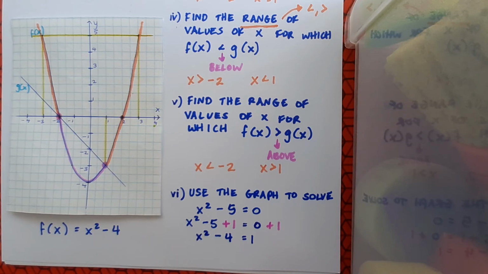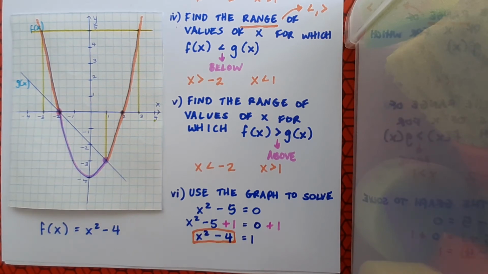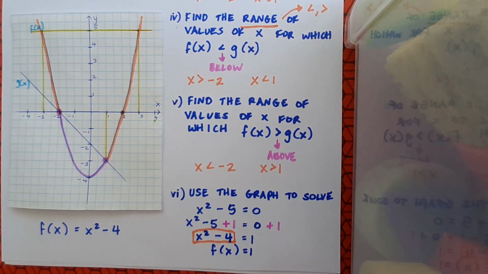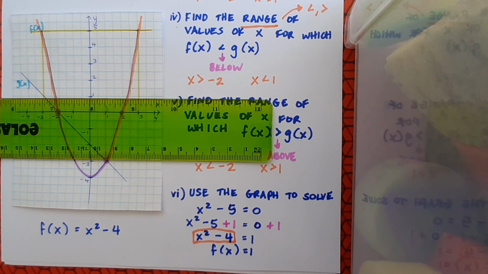Okay, now like I said, x squared minus 4 is f of x. So instead of writing down x squared minus 4, I'm going to write down f of x instead. Now we know what to do with this because we've seen it previously. So f of x equals 1 means that I go to 1 on the y-axis, and I put my ruler horizontally and I draw a line through it. In fact, this is just like part 1 and part 2 of this example.